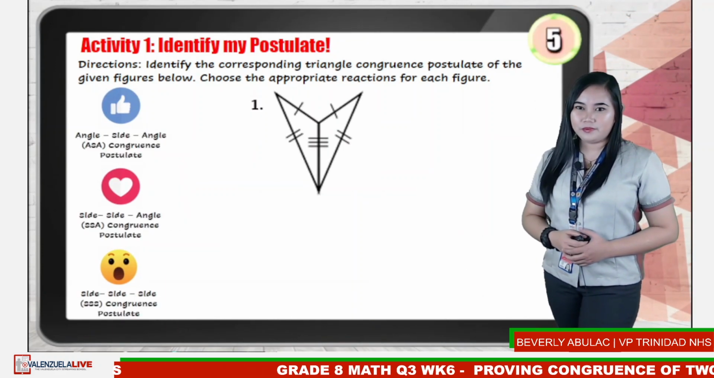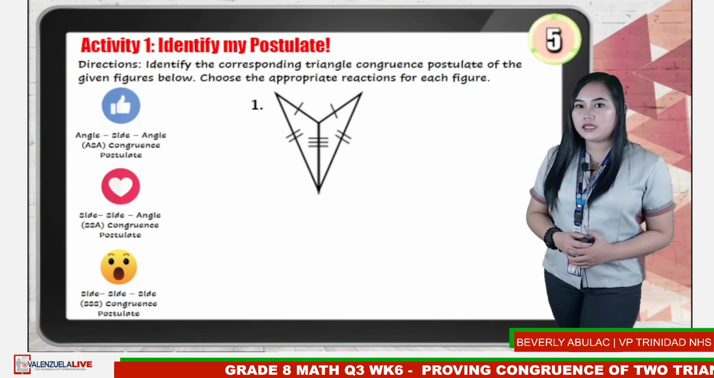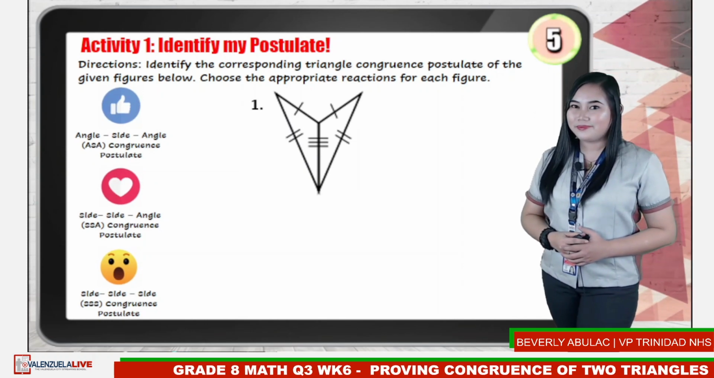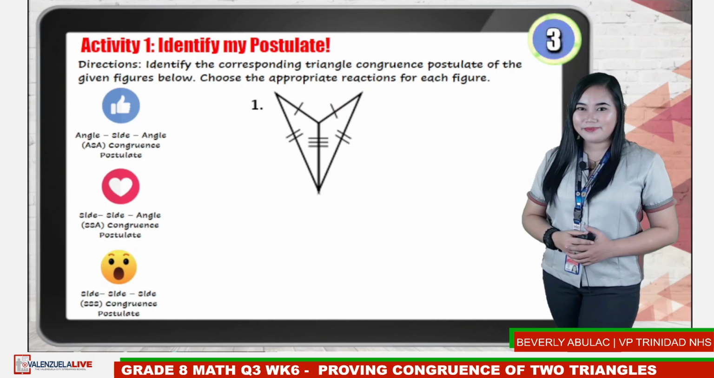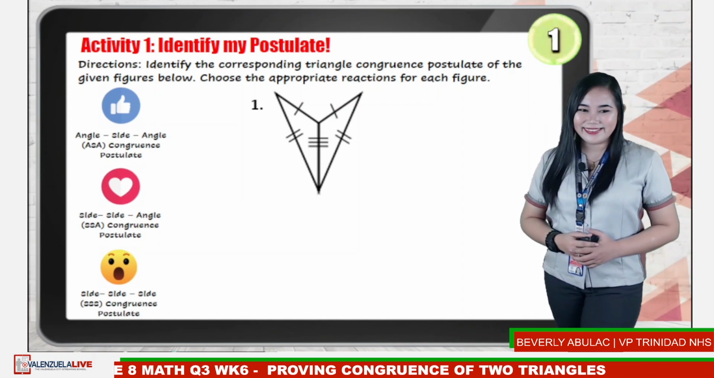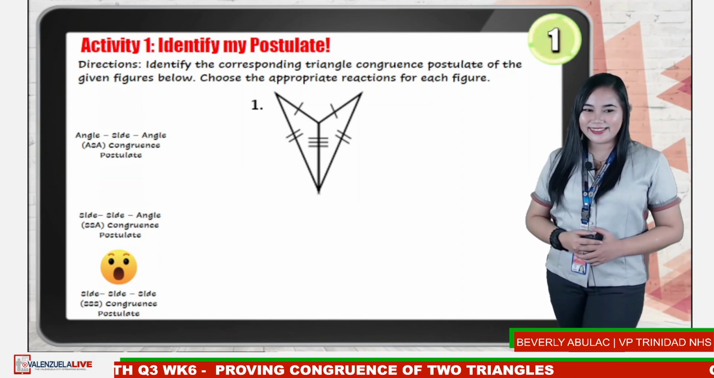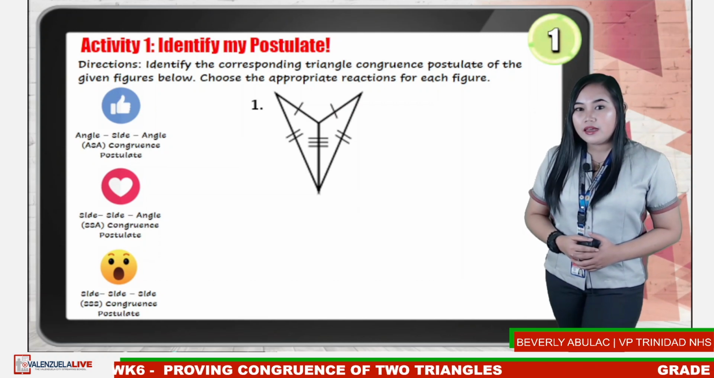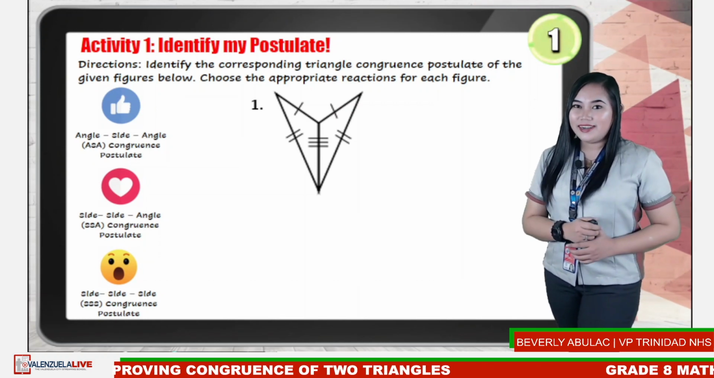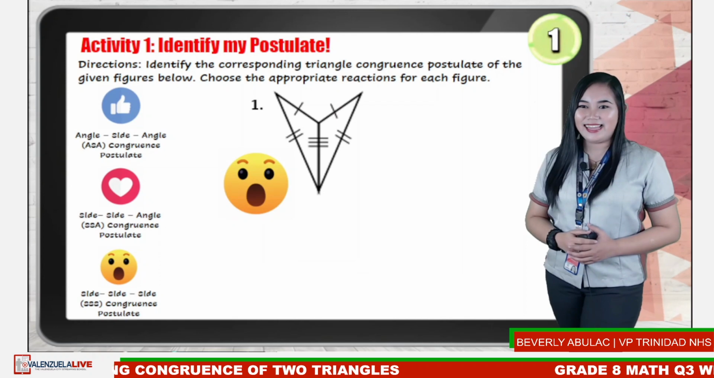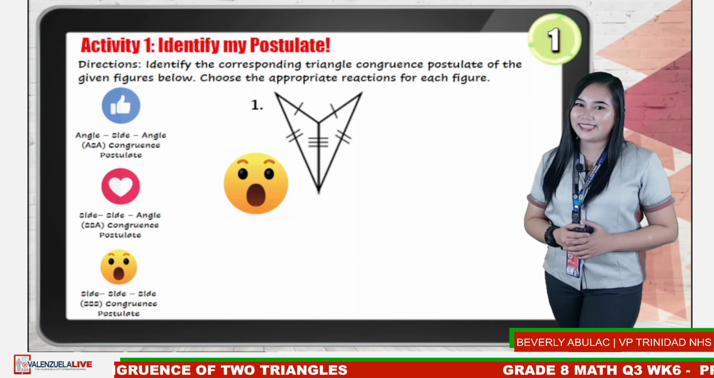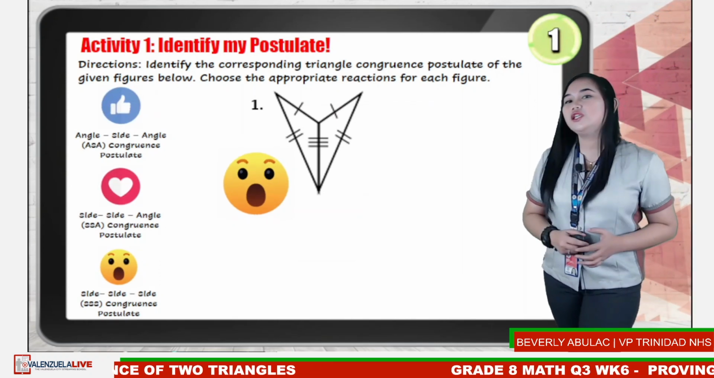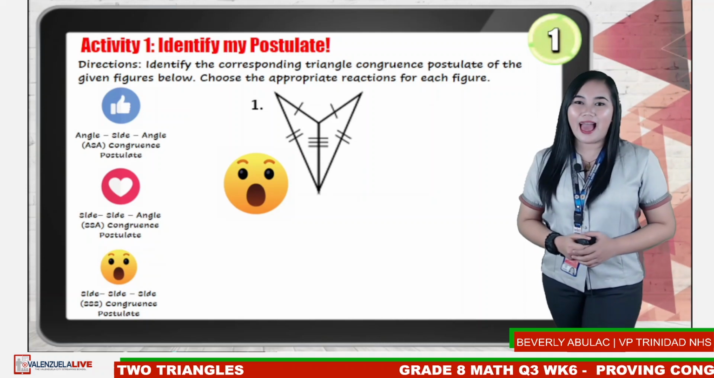Number 1. What reaction suits the given figure? Time's up. The answer is side, side, side congruence postulate. Therefore, you should be able to press the wow react button.